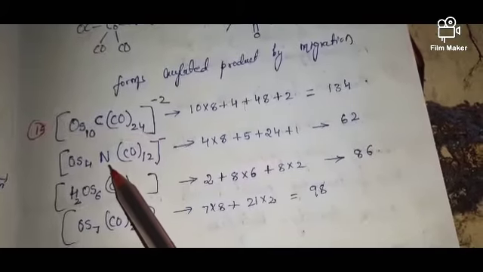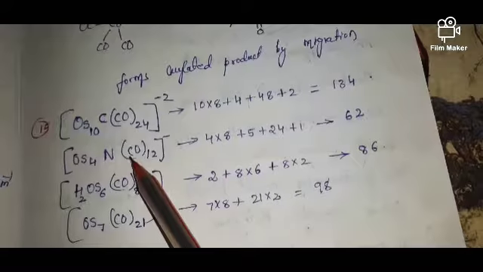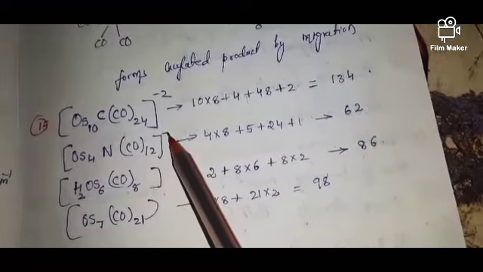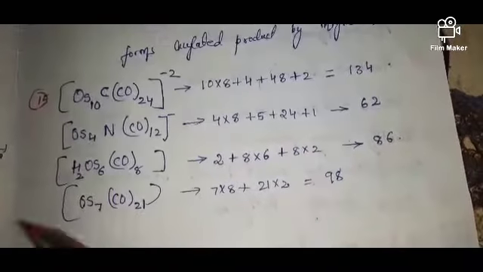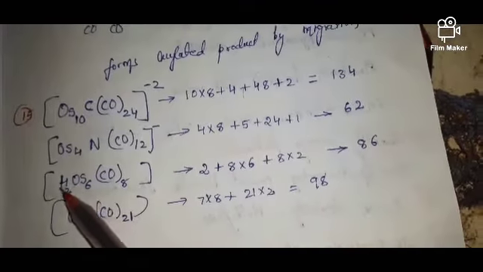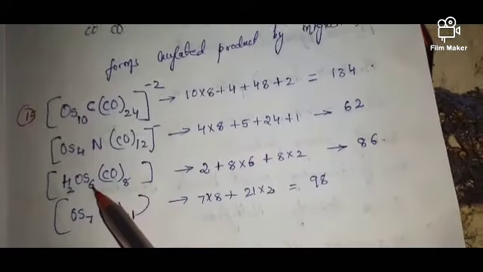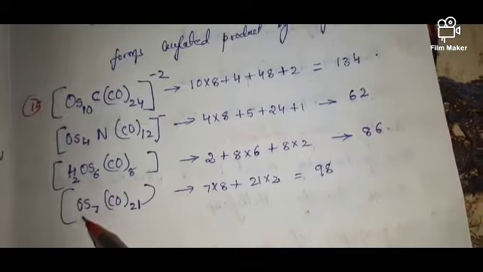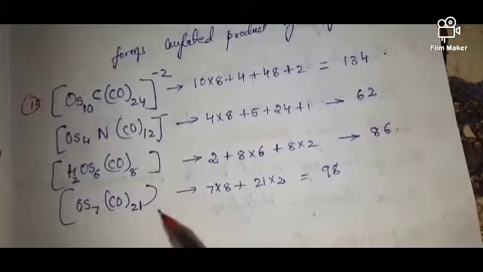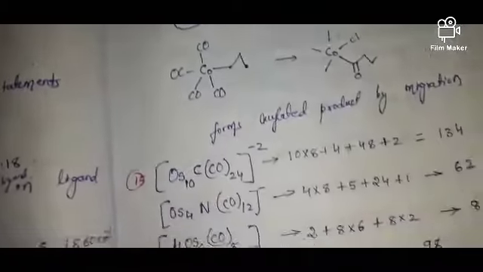Here osmium, the valency electrons present in osmium are 8, so 8 into 4, plus the valency electrons present in nitrogen are 5, plus carbonyl means 2, so 12 into 2, 24, and here one negative charge is present, that means we have to add one electron. Next, hydrogen means 1, so the 2 hydrogens are present, so 2 plus 6 into 8 plus 8 into 6, that means 86. Next osmium means 8, so 8 into 7 plus 21 into 2, so 98. This is the easiest question, I think.